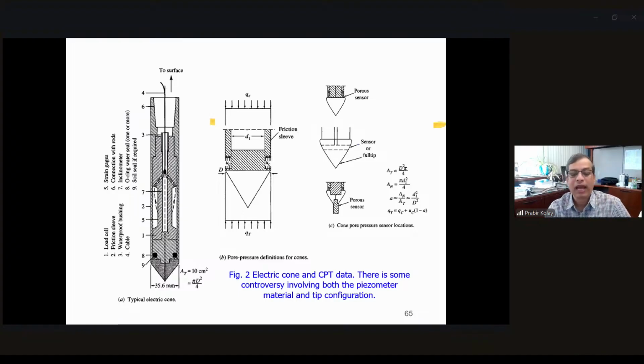So here is how it looks. Again, there are electric cones and there are piezo cones. There are different samples. These days, people are even using them for seismic purposes, so that you can get the data for the seismic shear modulus, Gs, from there.